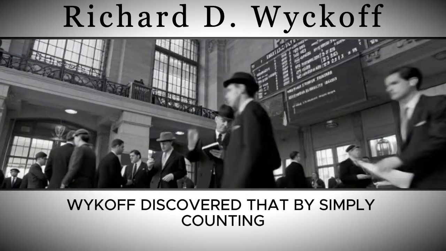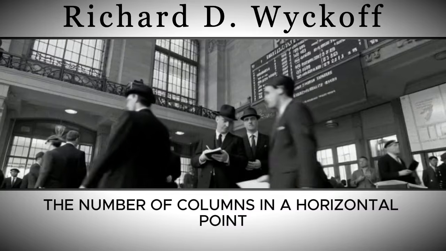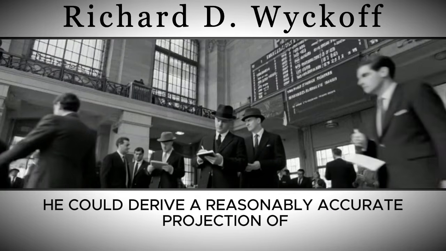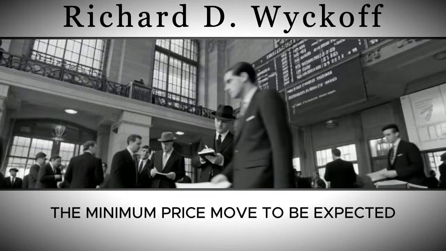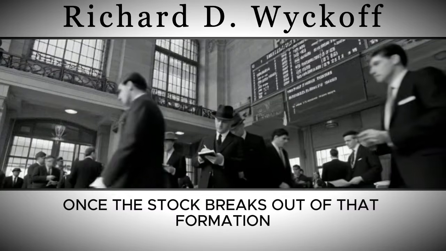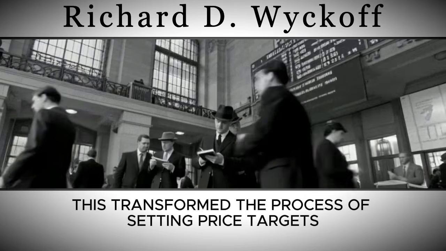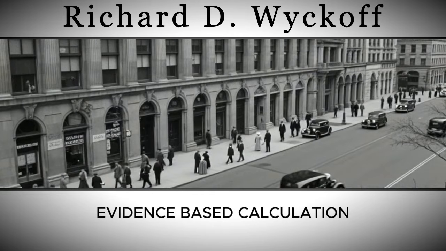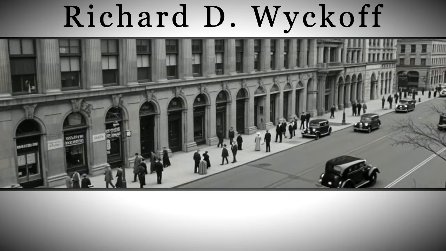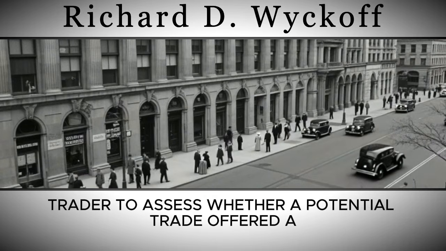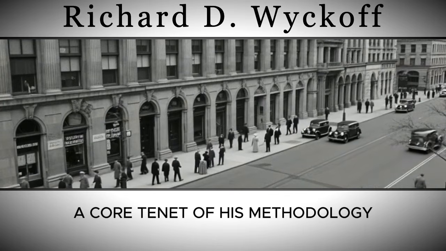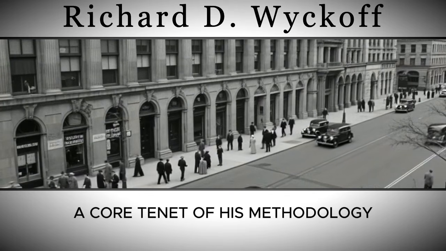Wyckoff discovered that by simply counting the number of columns in a horizontal point and figure formation, he could derive a reasonably accurate projection of the minimum price move to be expected once the stock breaks out of that formation. This transformed the process of setting price targets from a subjective guess into a logical, evidence-based calculation. It allowed the trader to assess whether a potential trade offered a reward that was at least 3 times the risk, a core tenet of his methodology.